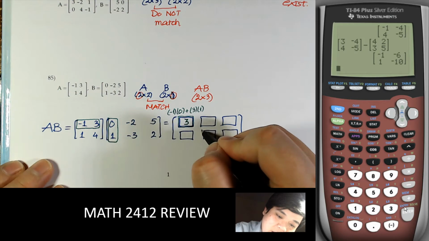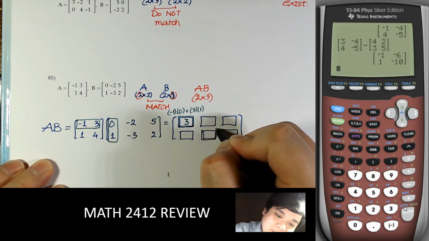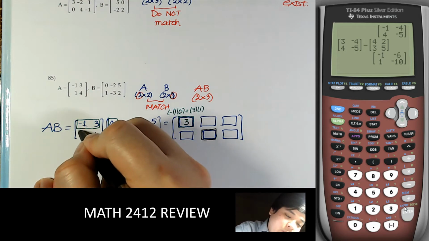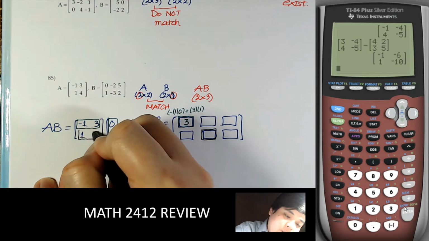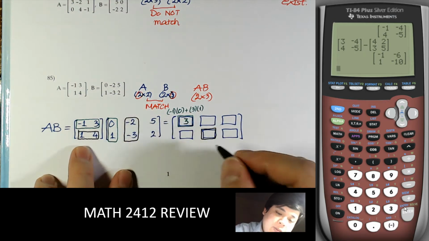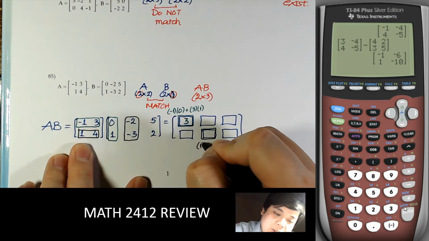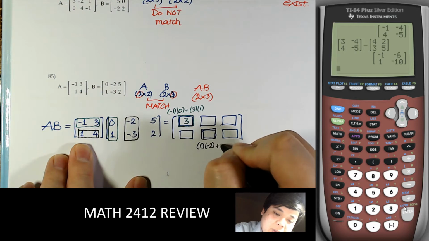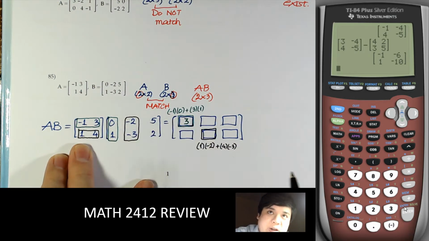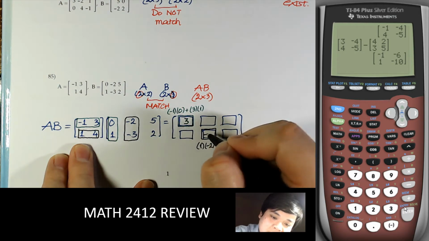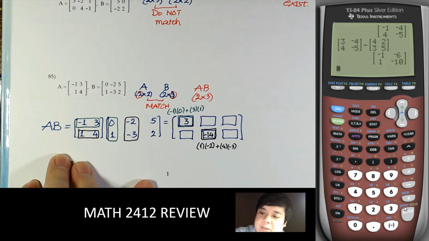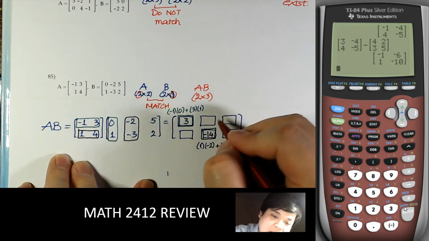Let's see if I want this entry. This is on the second row, second column. So we use the second row and second column. So 1 times negative 2 plus 4 times negative 3. So negative 2, negative 12, that's negative 14. Like I said, I just pick a random entry.